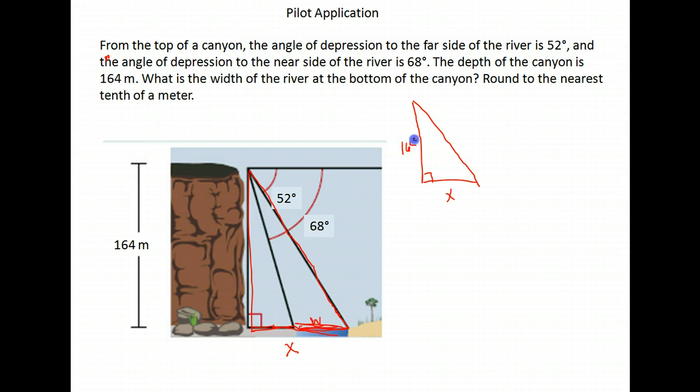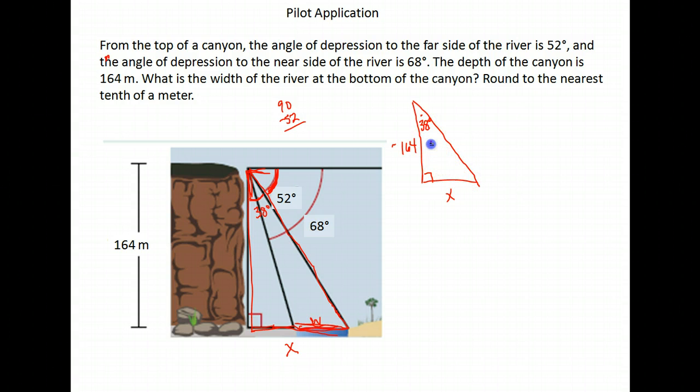Again, the height of the canyon, or the depth, is 164 meters. Now, my angle up here, I have to do a little bit of work, because remember, this looking down to the far side of the river was 52 degrees. Our angle of depression was 52 degrees. We need this angle here. Well, notice together they form a square, or a 90-degree angle. So all I have to do is take 90 degrees minus 52, and I'll find the amount that's left to make up the rest of that angle. That gives me 38. So this angle's 38 degrees.